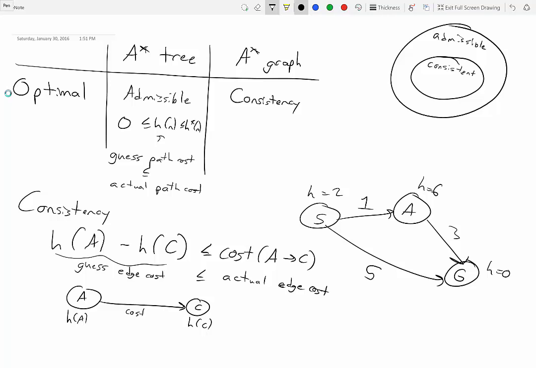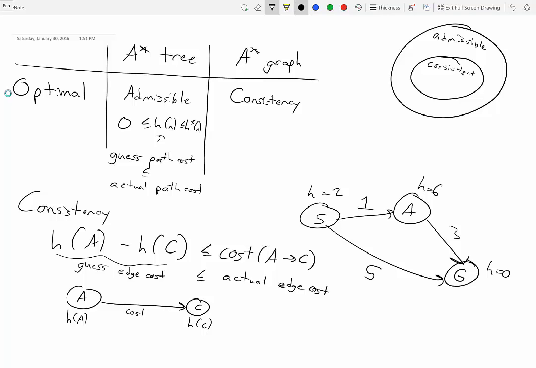Okay, so now that we have consistency, also in the lecture, it shows that A-star graph search will be optimal. And if you have any questions on admissibility or consistency proofs, we'd be happy to talk it over in office hours.